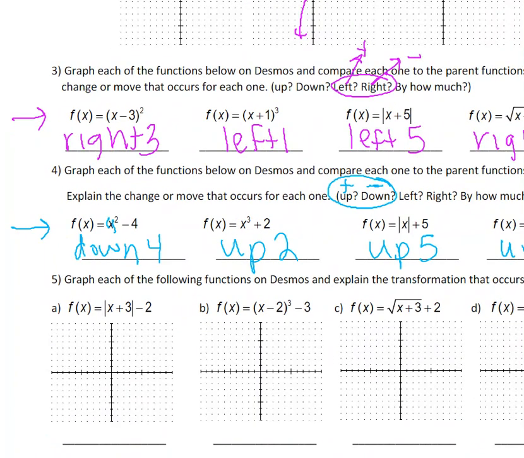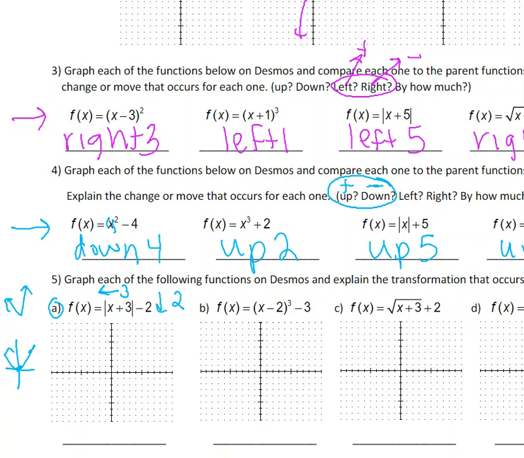All right, if you take a look at A, we have an absolute value, so right away you need to think V. Then I have a number inside, that's the left or the right shift. Since it's a plus, it's the opposite of what you think. It's going to go left 3, and this number after is going to go down 2. So your normal absolute value V starts with the vertex at (0, 0).